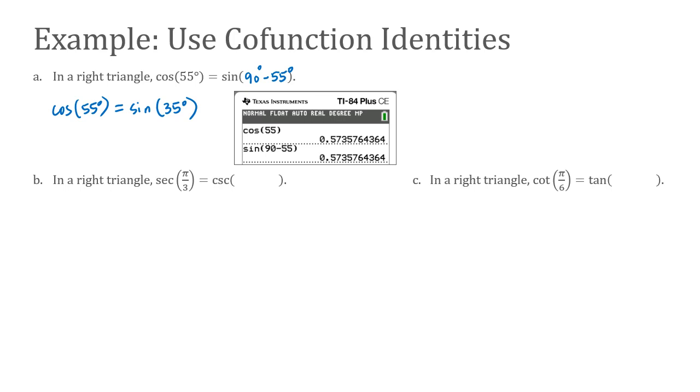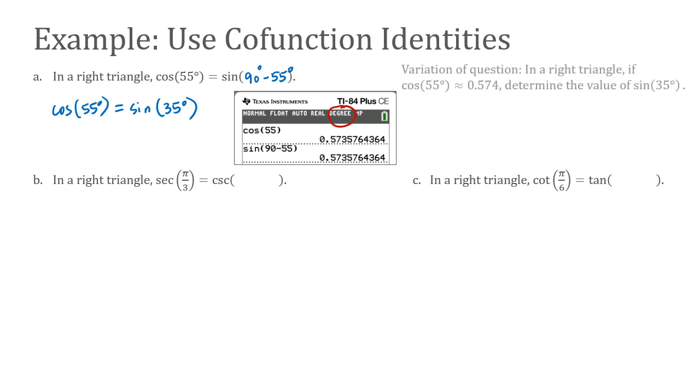That was the cosine of 55 degrees. This one is a little bit hard to see, but notice up here on this TI that I was in degree mode, so that's why you don't see the degree on there. And that's the same thing as the cofunction.